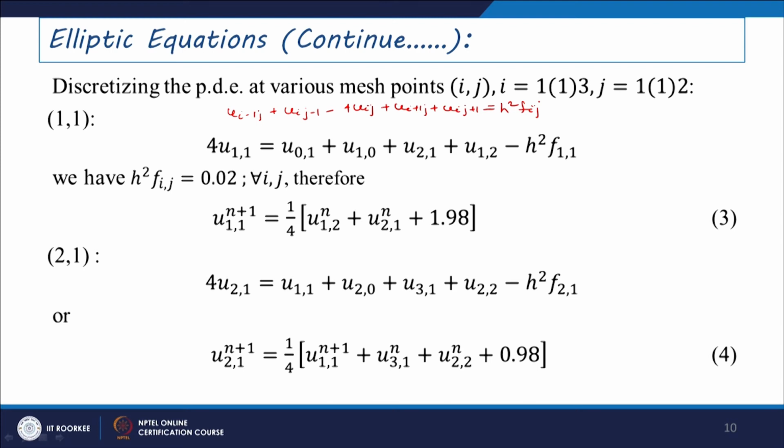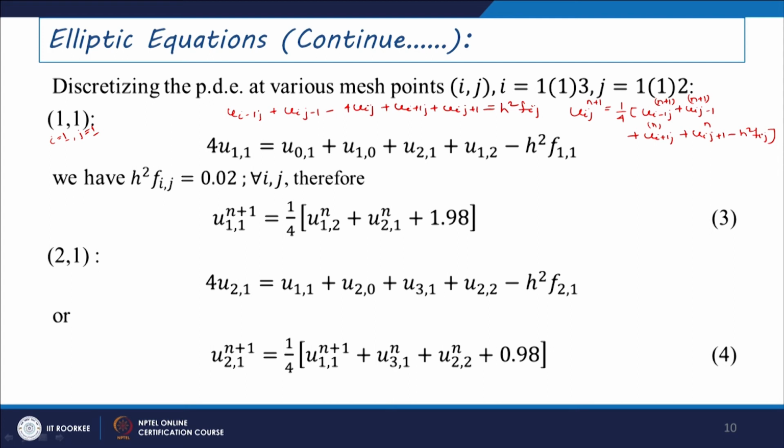And if you just consider the starting point, suppose i equals 1 and j equals 1. If you separate this term, it is in the form of u(i,j) at n+1, which is written as 1/4 [u(i-1,j) power n+1 plus u(i,j-1) power n+1 plus u(i+1,j) power n plus u(i,j+1) power n minus h² f(i,j)].